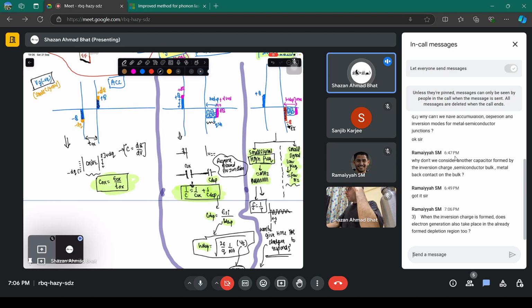When the inversion charge is formed, does electron generation also take place in the already formed depletion region too? Hmm. What do you mean by when the inversion charge is formed? Inversion charge is itself, they are the electrons. Does the electron generation also take place in the already formed depletion? Yes, correct. It can take place. It takes place throughout.